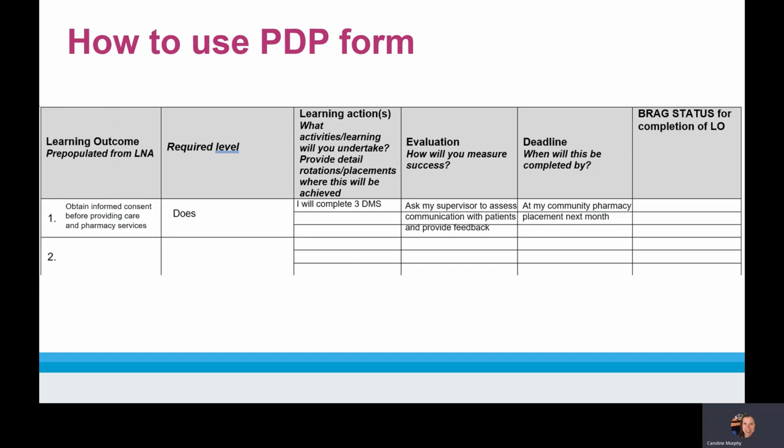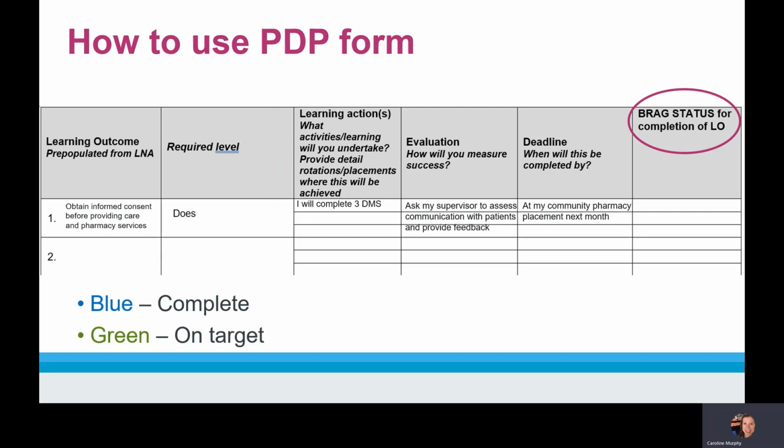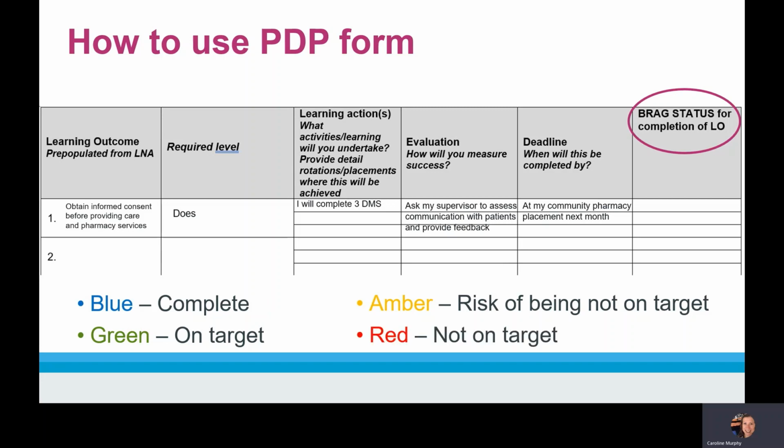At the end of the personal development plan is the BRAG status for the completion of the learning outcome. B in BRAG stands for blue, which means complete. G stands for green, which means on target. A is for amber, which means that there's a risk of it not being on target, and R is red, which means it is not on target.